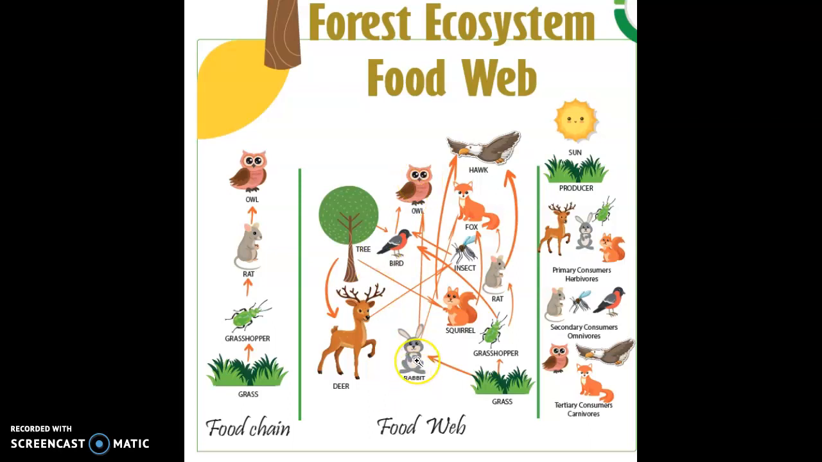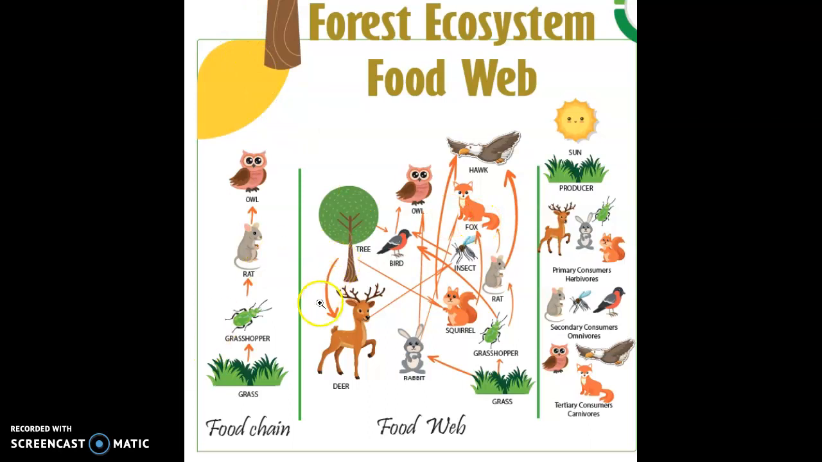The rabbit eats the grass, and then the owl eats the rabbit. The grasshopper eats the grass, and then the rat eats the grasshopper, and then the hawk eats the rat. The rabbit eats the grass, and then the fox eats the rabbit.